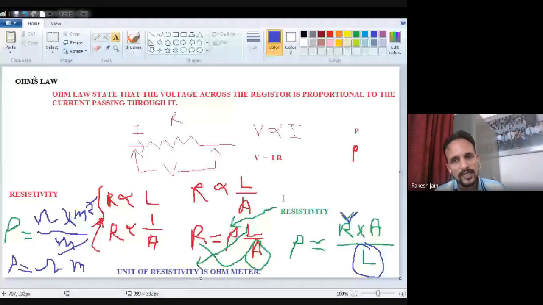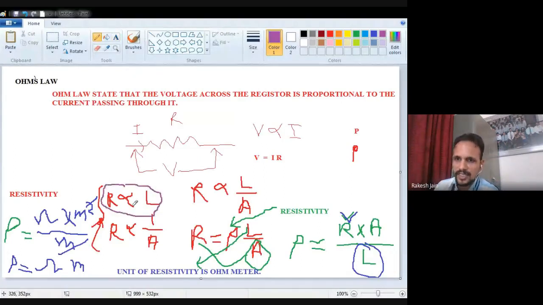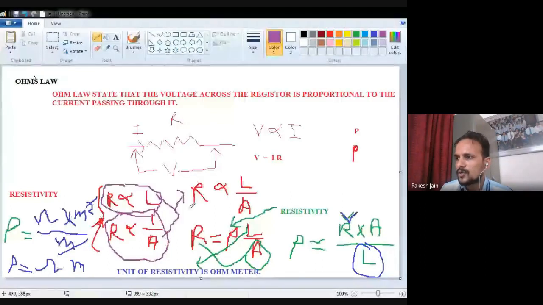The second thing about the resistivity: if we talk about the resistor and we want to define the resistor in terms of its length and cross sectional area, then we can say the value of the resistance is always proportional to its length L, that is R is proportional to L. And about its cross sectional area, the resistance is inversely proportional to 1 by A. So when we write these two things together, we can say R is proportional to L by A.